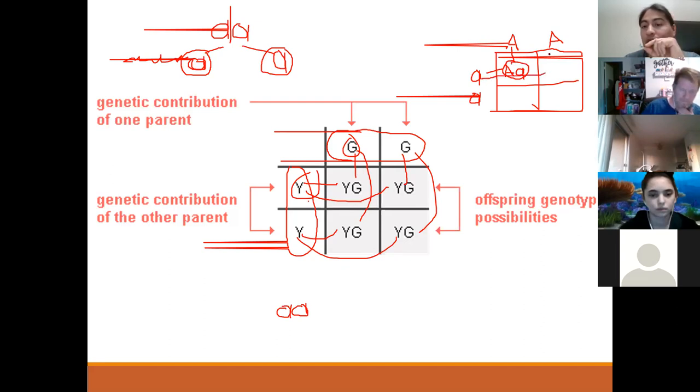Then this lowercase a has the probability of mating with the other capital A from the other parent, giving a capital A with a lowercase a. That means there is another 25% chance of another heterozygous. And now we go to the lower part, and we repeat the same procedure.